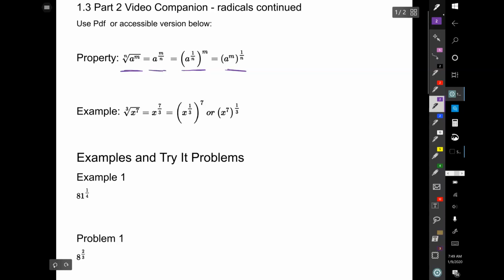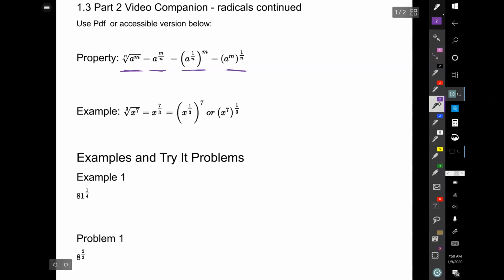So that's a property that you'll want to memorize or jot on an index card. For example, if we had the third root of x to the 7th, we could write that as x to the 7/3, or we could write that as x to the 1/3 to the 7th, or we could write that as x to the 7th to the 1/3 power. So we're going to use that property to simplify some examples. I'm going to do an example, and then there's a problem for you to try directly after.